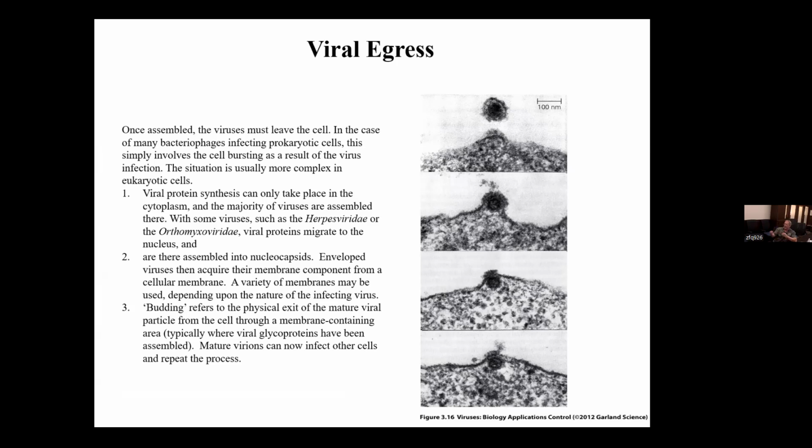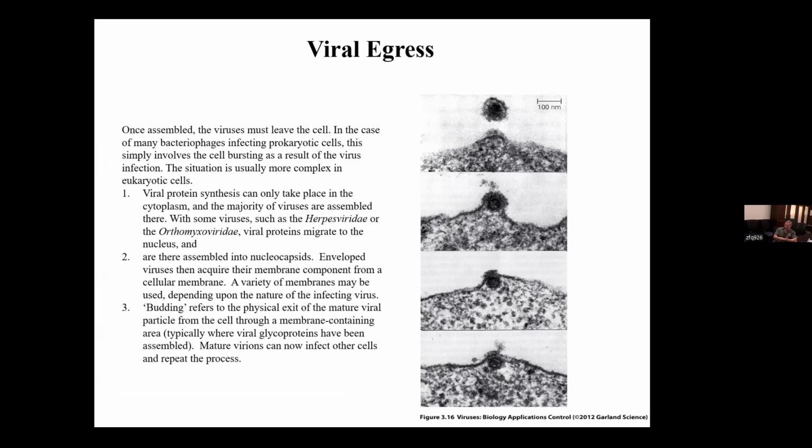So once this process occurs, and this is commonly referred to as budding, the virus will bud through that area, through that membrane that contains the mature viral proteins. And once this budding process is complete, we now have a fully mature virus. We refer to them as being mature virions now that are fully capable to go on and infect other cells.